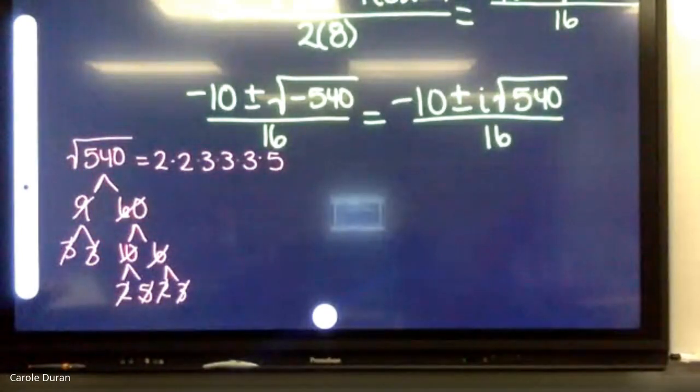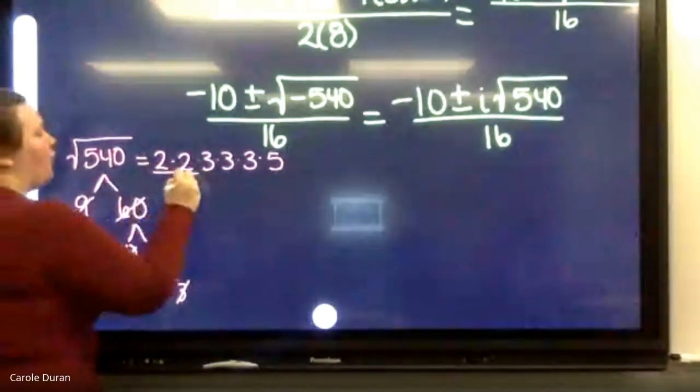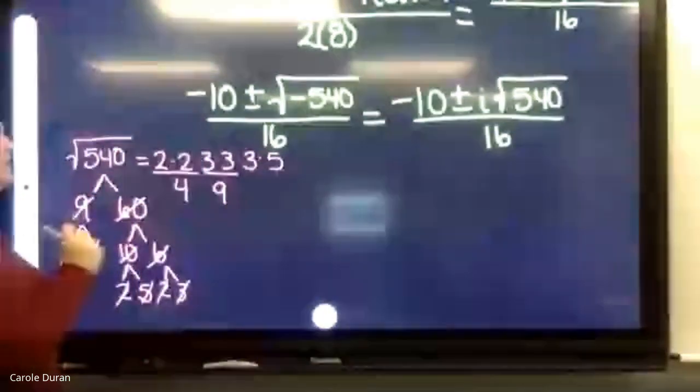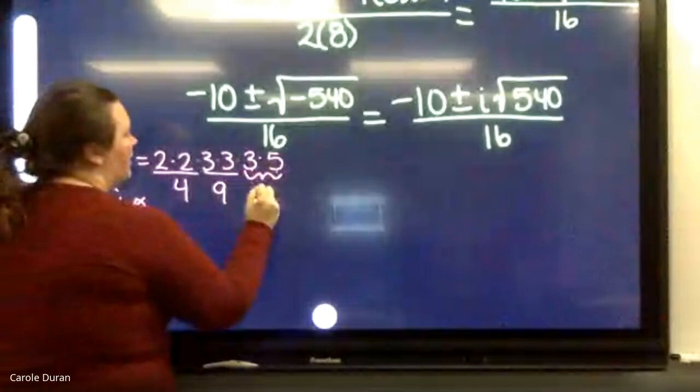What do I do from here? Combine like terms. Okay, put matches together. 2 and 2 makes 4. 3 and 3 makes 9. That 3 and that 5 are kind of standalone now. I can put them together.